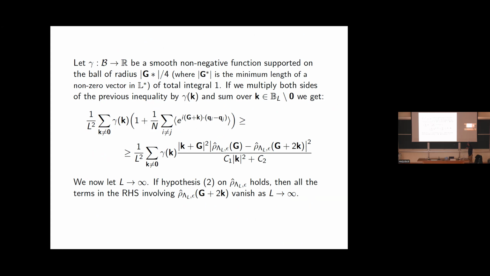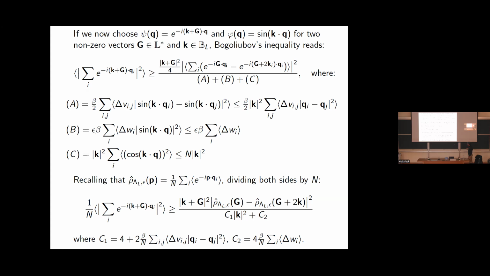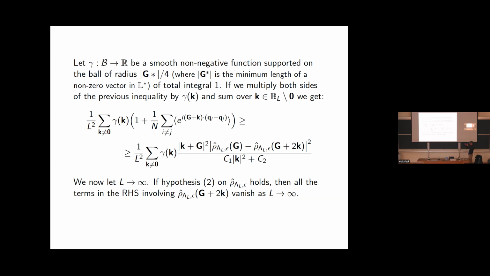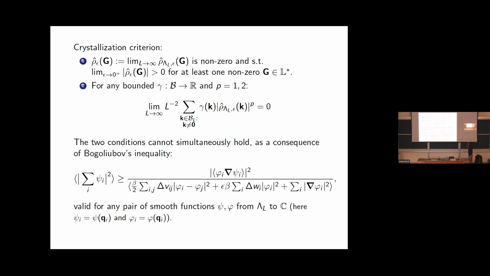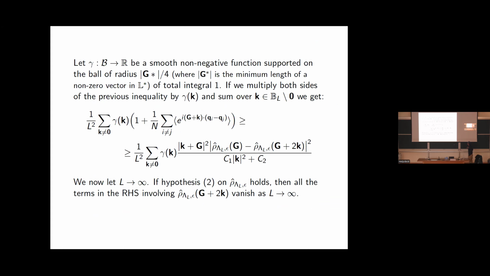On the left side, I have what I get here after expanding the square. So I have a sum over ij; the term with j equal i gives you n, which simplifies with the 1 over n. This is the 1. And then I have the terms with i different from j, and this is what you get. On the right side, I have exactly the same thing that I wrote before, multiplied by gamma and summed over k different from 0. Now I let L go to infinity, possibly along subsequences to guarantee that the limits exist. As I said, if part 2 of the criterion holds, then the contribution from this term goes to 0. I wrote this part exactly in the form required for that term to go to 0. So the contribution from this goes to 0.